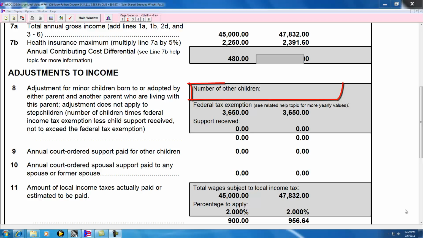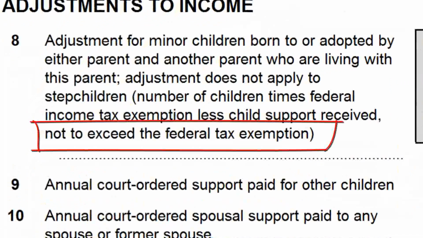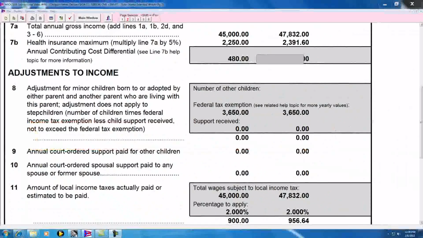The adjustment is calculated by multiplying the number of such children by the federal dependency exemption. The only catch is that you must subtract from that product any support received on behalf of that child or those children. That means that if the monthly support order is $300 or more, and the ex-spouse is current on their payments, the line 8 adjustment usually ends up being 0. Note the language of the parenthetical indicating that the support received cannot exceed the federal tax exemption. That keeps the line 8 amount from ever becoming negative, and Roxy applies that limit automatically.